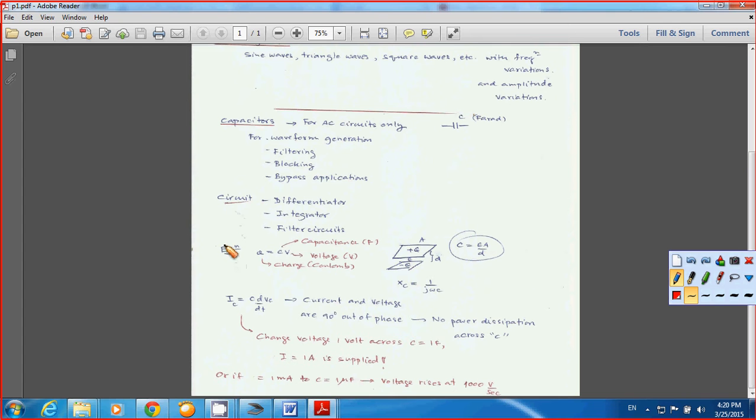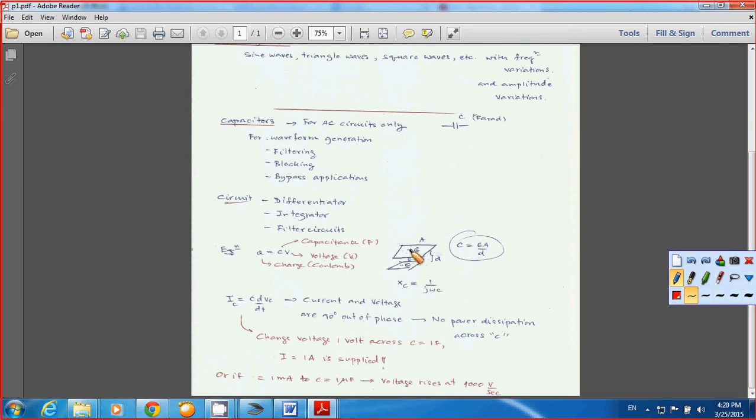And the very simple equation for capacitors is Q equals C multiplied by V, where Q is the charge in the unit of coulombs, C is the capacitance of the capacitor in the unit of farad, and V is the voltage in the unit of volt.